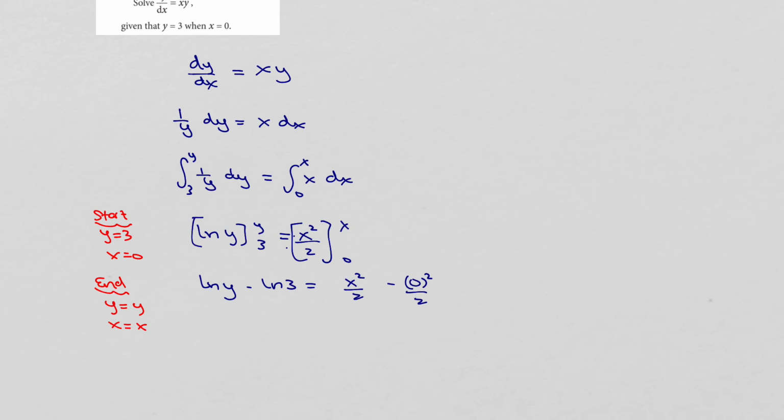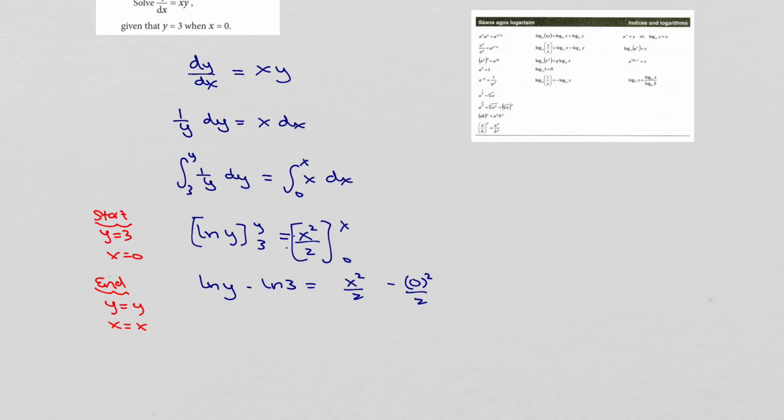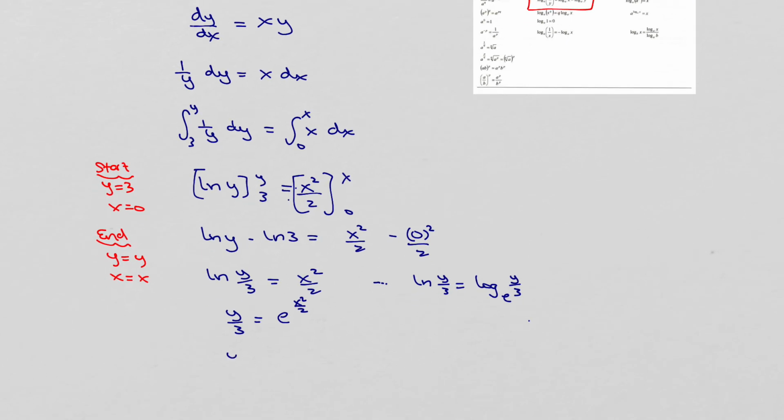So this time I have to remember my log rules here because I don't have natural log of 1 in this example, so I have to apply my log rules. So if I'm subtracting my logs, I will then divide. So that's going to be natural log of y over 3 is equal to x squared over 2. But of course, natural log of y over 3 can be written as log y over 3 to the base e, which means then that y over 3 is equal to e to the power of x squared over 2. And then just multiply both sides across by 3, gives me y is equal to 3 e to the power of x squared over 2.